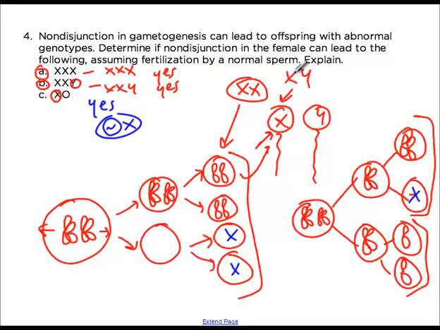So yes, yes, yes. In fact, all 3 of these conditions can occur due to non-disjunction in the female. They didn't ask us about meiosis I and meiosis II, but we said it anyway. And this is very importantly assuming fertilization by a normal sperm.